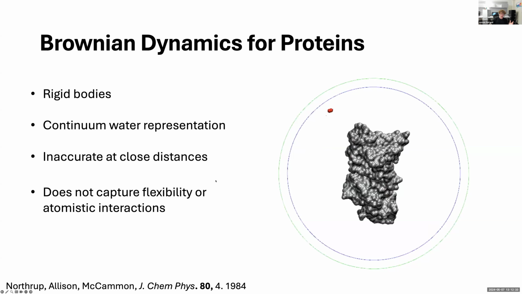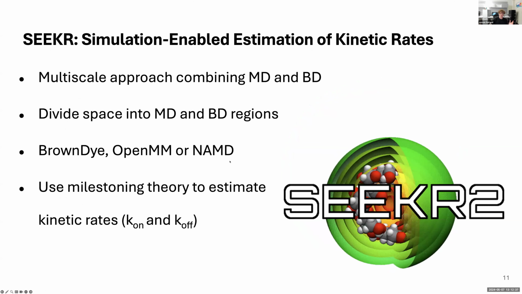So what we want is to use a combination of these two methods. We want to use molecular dynamics when the molecule we're looking at is close to the binding site, and Brownian dynamics when it's far away and flexibility doesn't matter. That rigid body continuum water approximation is sufficient to describe its association, and then when it's close, we can use molecular dynamics. So this is the basis of the SEEKR method that was developed in my lab.